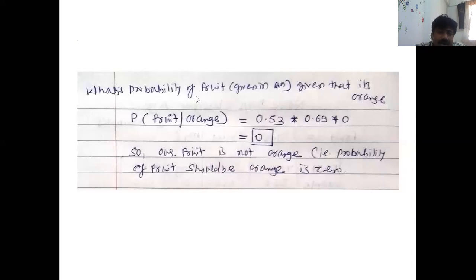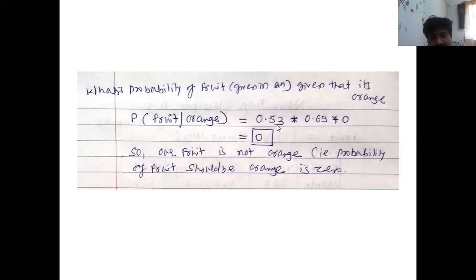Now, what is the probability of the fruit given in the question, given that it's an orange? We compute it with respect to the three parameters: color yellow, long, and sweet taste. With respect to these three, what is the probability of the fruit, provided that it's an orange? So the result will come 0.53 into 0.69 into 0 into 0.